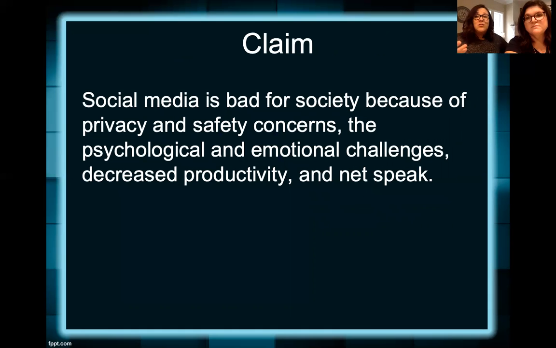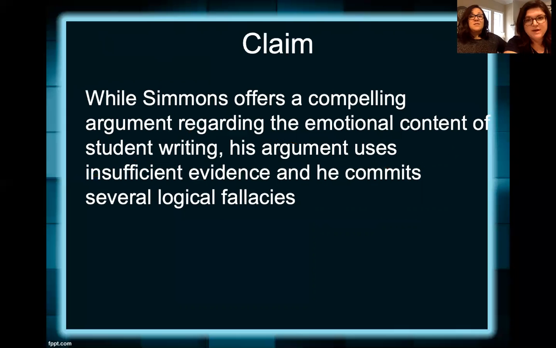Absolutely. Here's a claim that would not work because this one's focused on content. So, social media is bad for society because of privacy and safety concerns. The psychological and emotional challenges decrease productivity and net speed. What is this claim about, Dr. Thayer? It's about social media. It's about the topic. And we do not want it to be about the topic. We want it to be about how the speaker makes a weak argument. So we do not want claims like that.